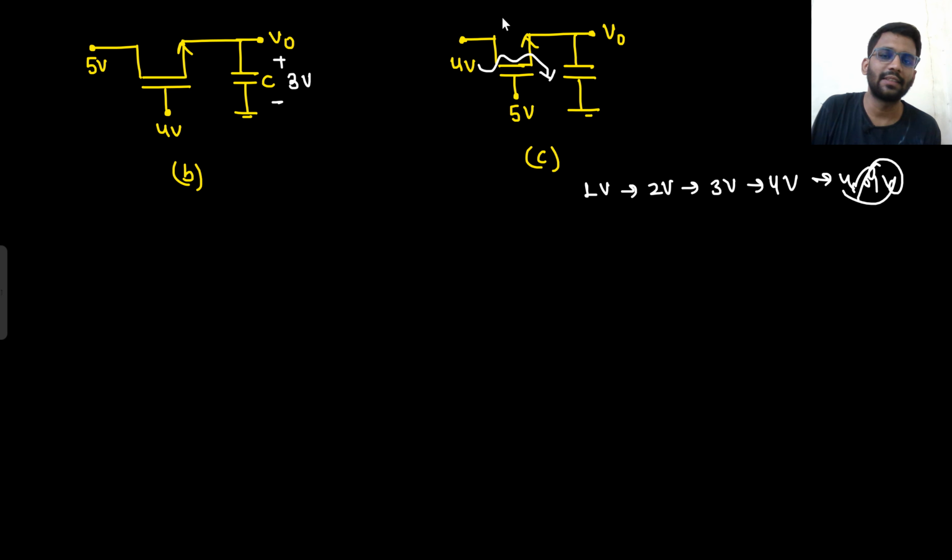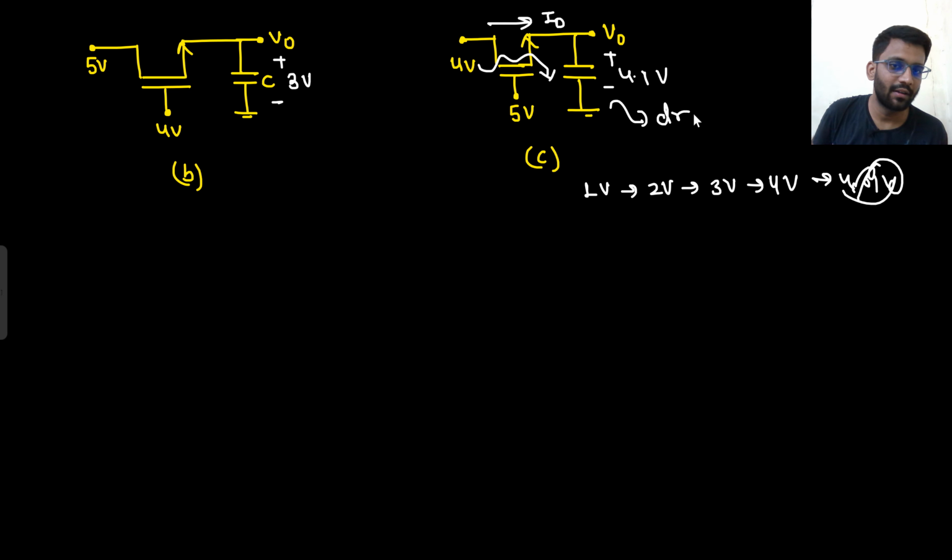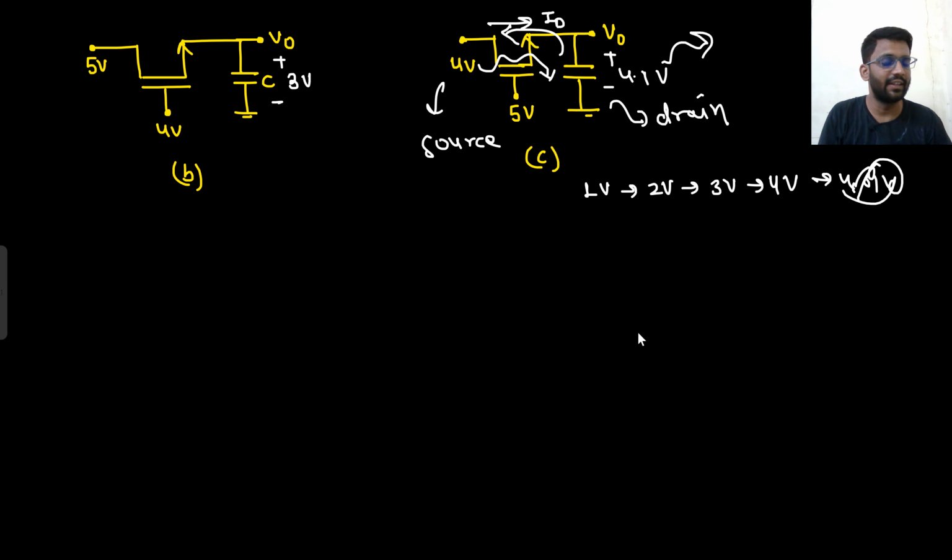Let's just say you say that, sir, because of the drain current, I can get 4.1 volt here. If you get 4.1 volt here, what will happen? This will become drain because this is at higher potential, and this will become source. Then the current will flow like this, outward, which means it will be discharging the capacitor. And it discharges till 4 volt only. So when there is 4 volt and 4 volt, there will be steady state.